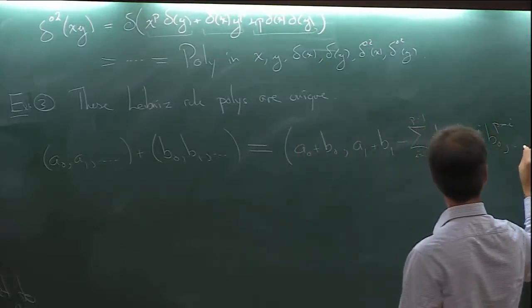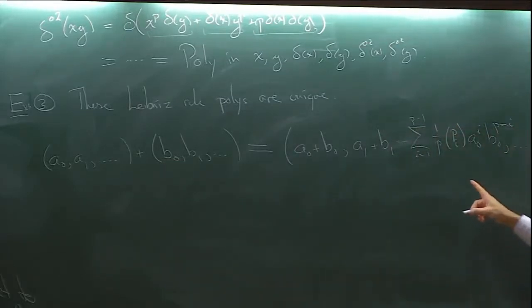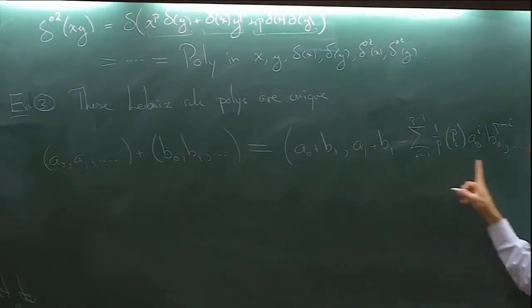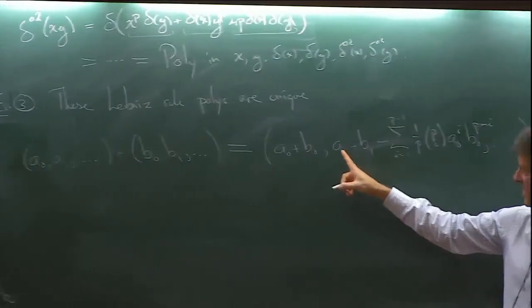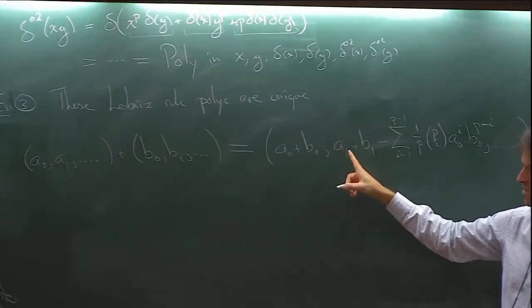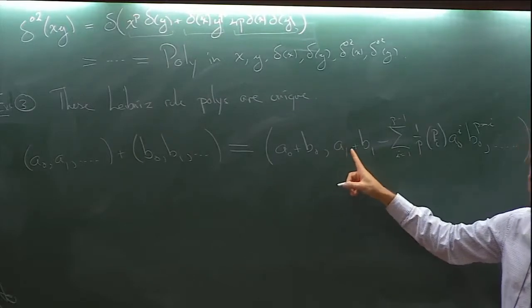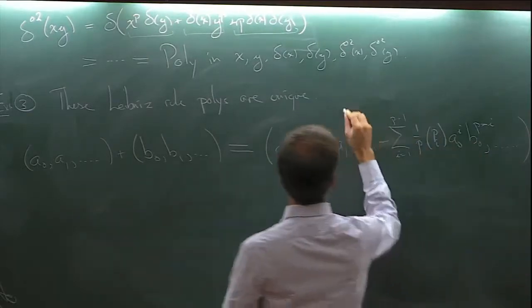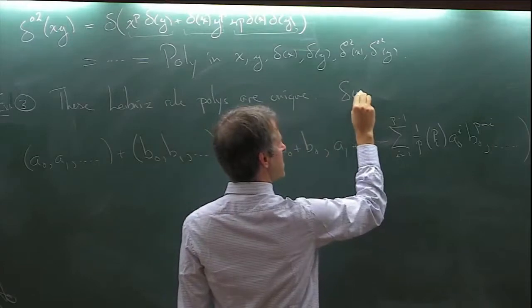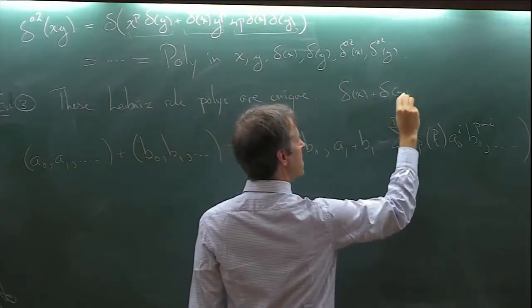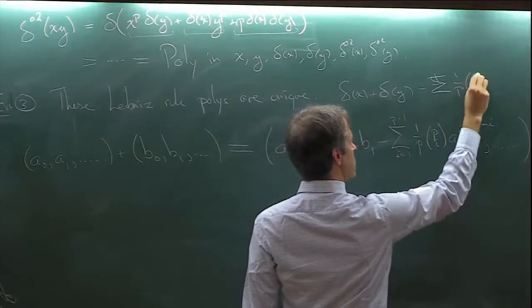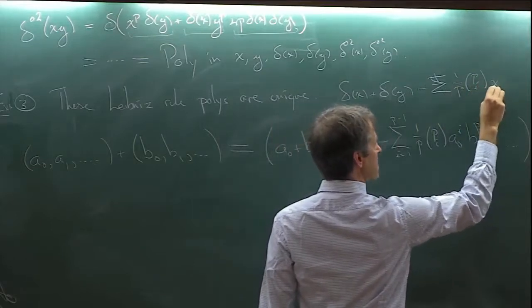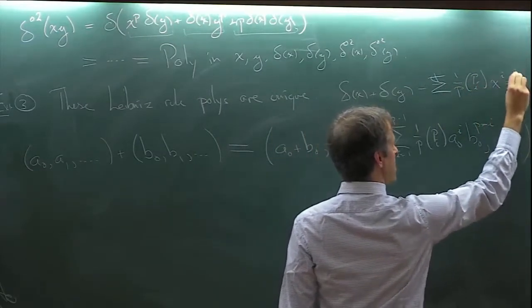So this, if you'll remember, unfortunately I rubbed it out, is exactly the polynomial for delta of x plus y. Now a sub 1 is written where, well, what was it before? It's delta of x plus delta of y minus the sum over i of p choose i, x to the i, y to the p minus i.